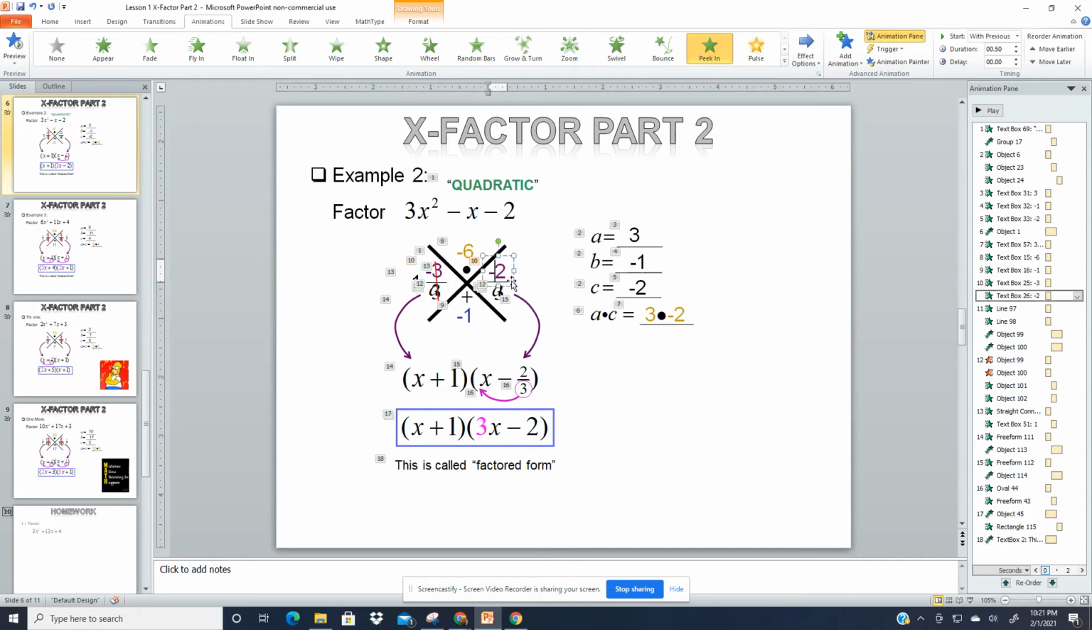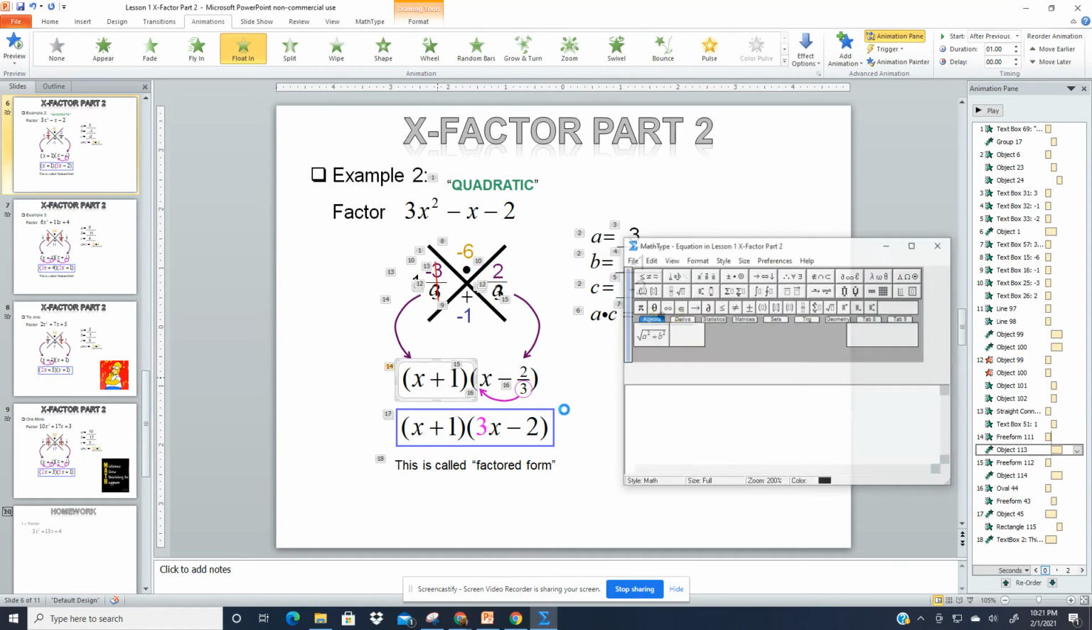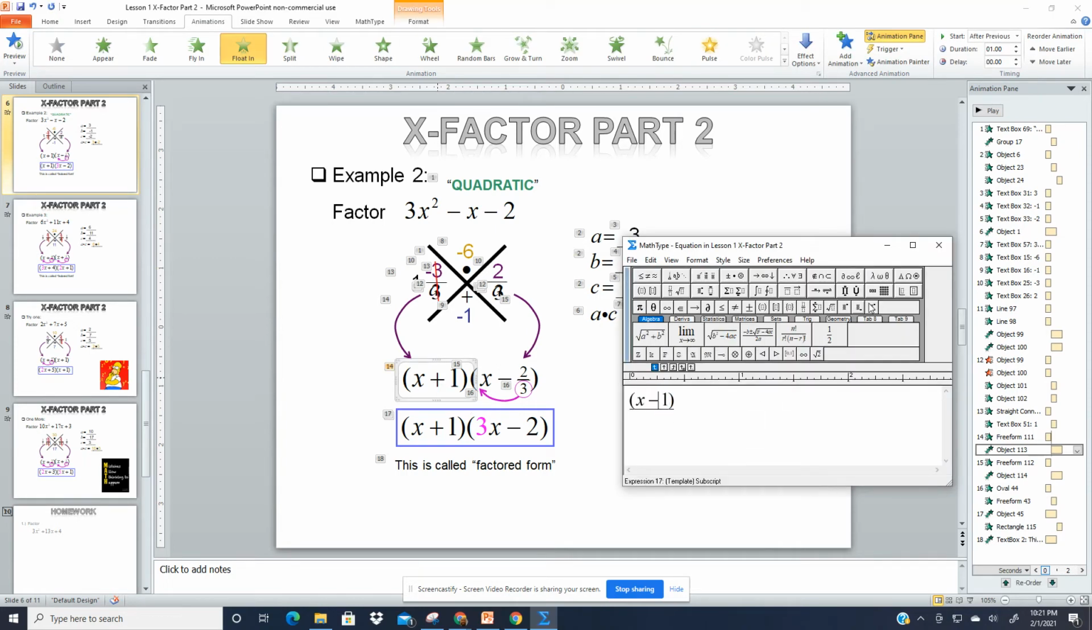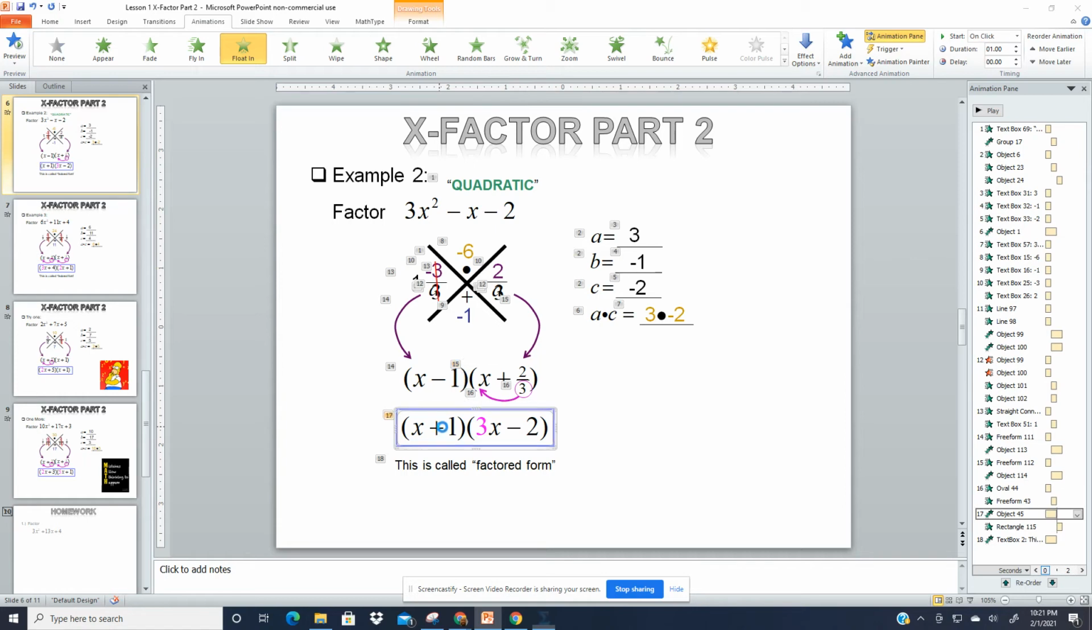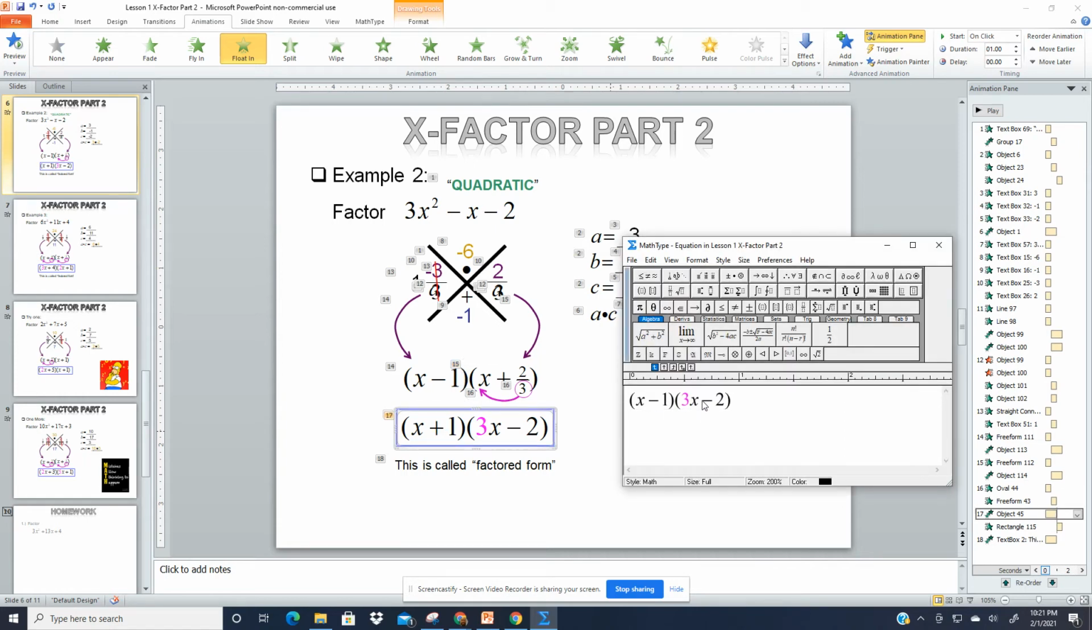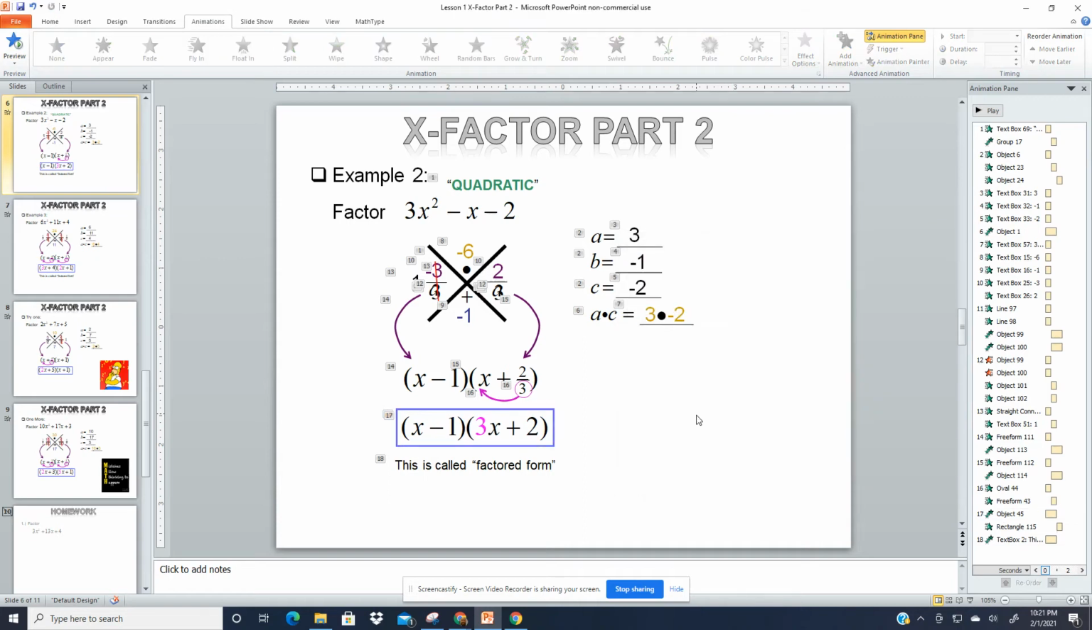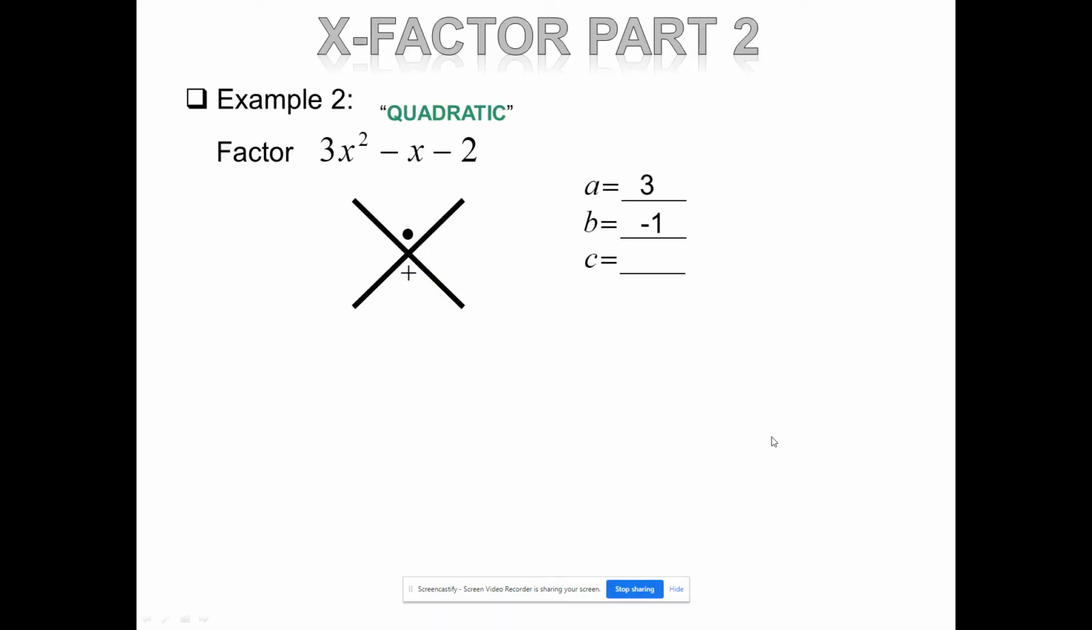So that needs to be negative 3, that needs to be positive 2. So that means this is going to be the minus, and then this one will be the plus, because I have to change this one. Okay. So let's get to that point again. Negative 3 times positive 2 is negative 6, and negative 3 plus positive 2 is negative 1.